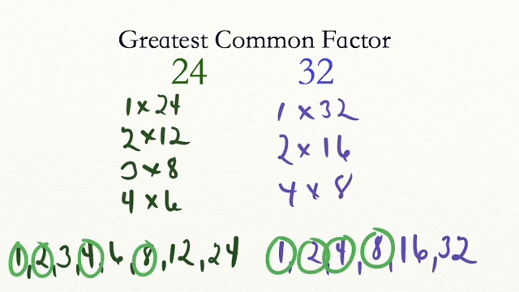But we're not just looking for a common factor. We're looking for the greatest common factor. That means the biggest factor that they both have. So in this case, that's the number 8. They both have a factor of 8, and that's the largest number that they both have. So the greatest common factor for 24 and 32 is 8.